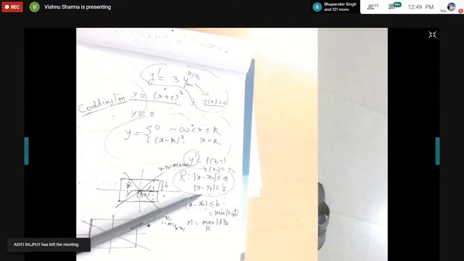Means the domain of the solution is a subset of the domain of the differential equation. Okay, what do you say? The domain of the solution of a differential equation, right, a subset of the domain of the differential equation.